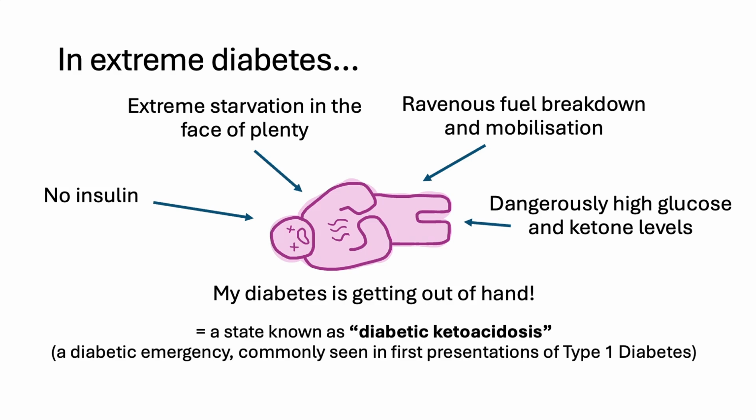Now, you can also end up in this state if you don't eat anything for days on end. If you are completely starving, your body will undergo the same processes, and it will break down fuel and create lots of ketones, and you can become ketoacidotic this way. In that state, we don't call it diabetic ketoacidosis, we call that starvation ketoacidosis. But it's the same physiology, same biochemistry.